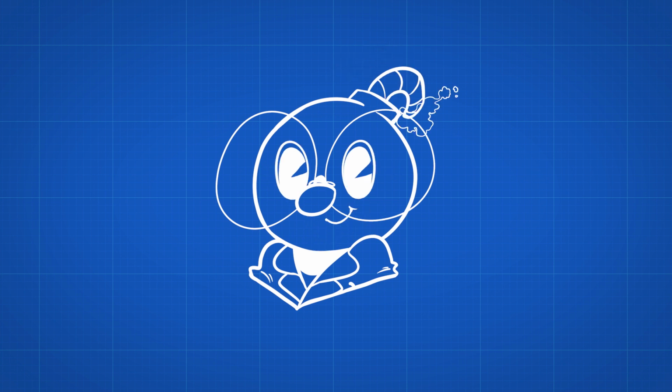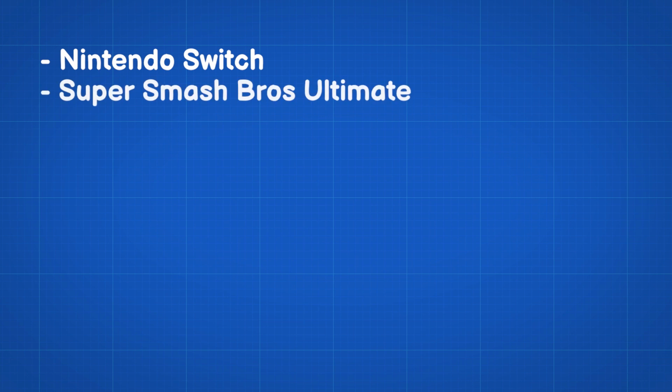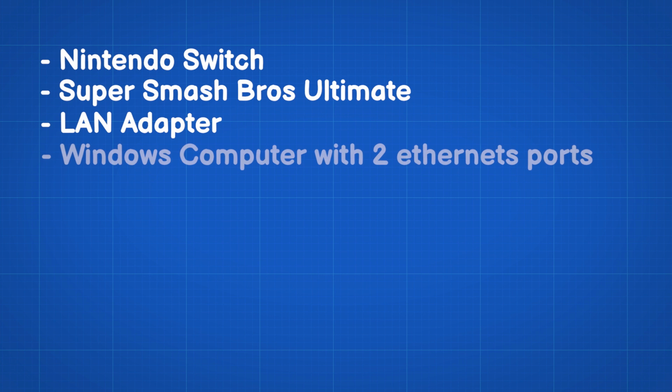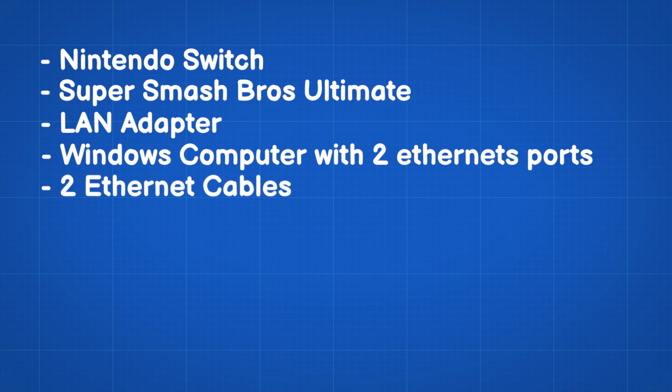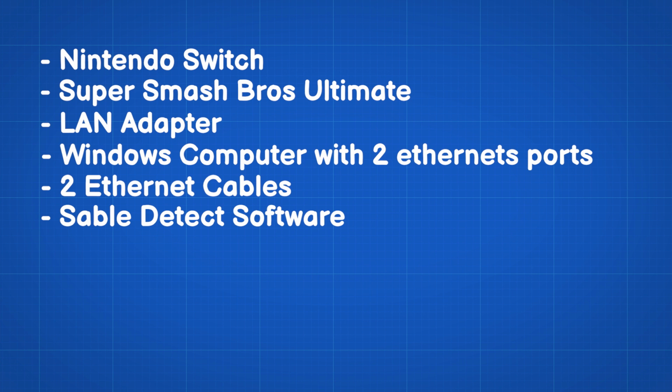In order to install SableDetect, you need a Switch with the game Super Smash Bros. Ultimate, obviously, a LAN adapter on the Switch, a Windows computer with 2 Ethernet ports, you can also use USB to Ethernet adapters, 2 Ethernet cables, and the SableDetect software that you can download with the links in the description. If you don't possess this equipment, it's useless to go further into the installation.